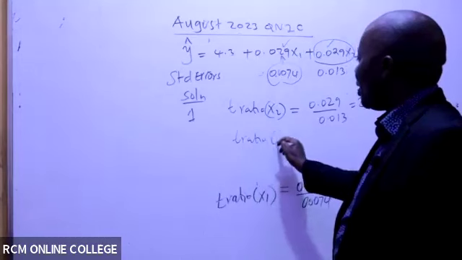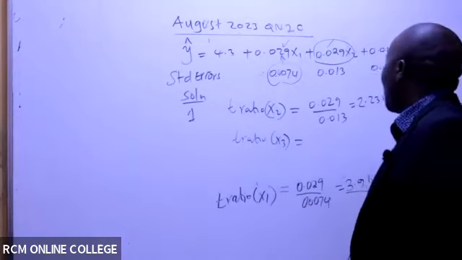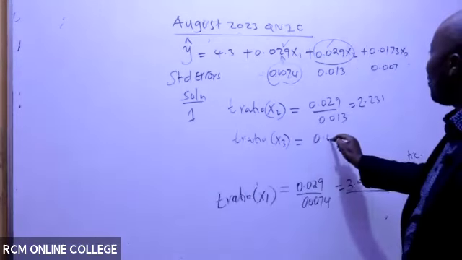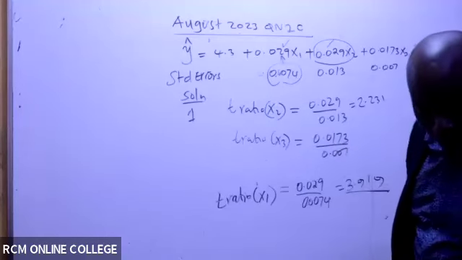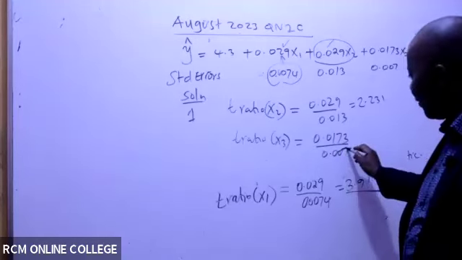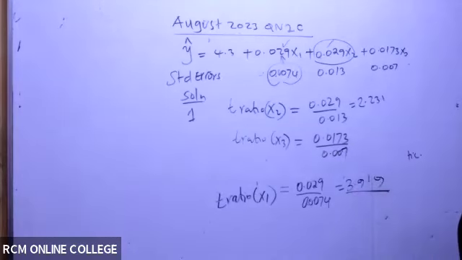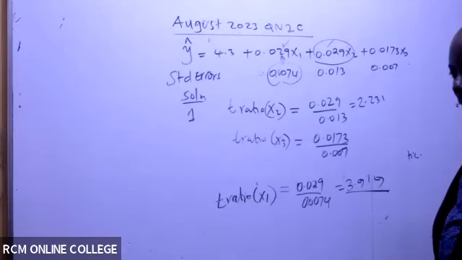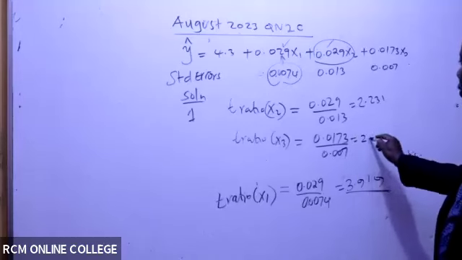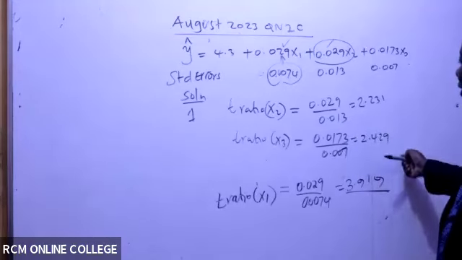Then give us the T ratio for X3. So for X3, what do we have? We have 0.0173 divided by 0.007. I hope you're right there. 0.07. So this gives us 2.429. So now we have the T ratios for the three variables.